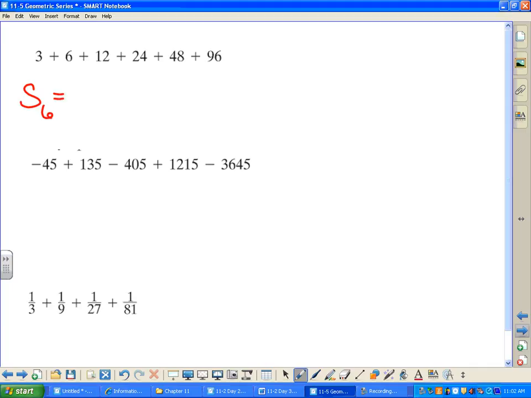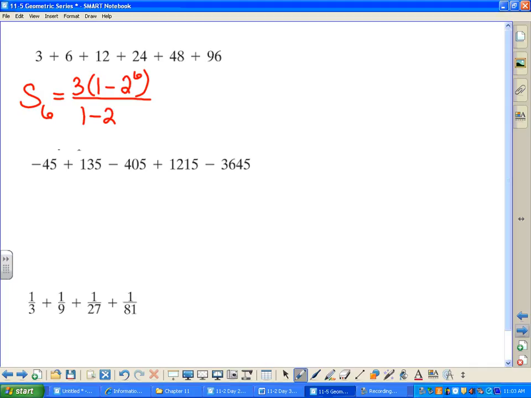So we're going to say S sub 6 is equal to, okay, the formula said what on top? A sub 1, which is the first term, which is 3, times 1 minus the ratio, which you said was 2, and what do we put as an exponent on that 2? A 6. And that's all over 1 minus 2.